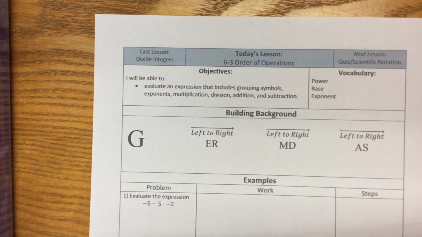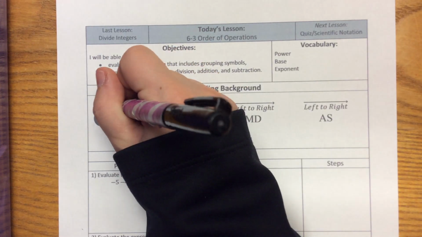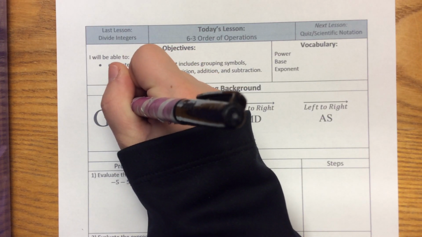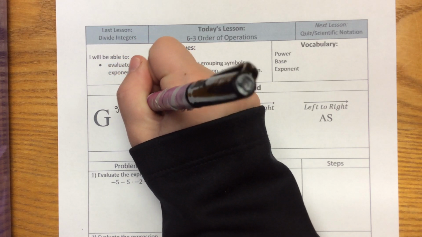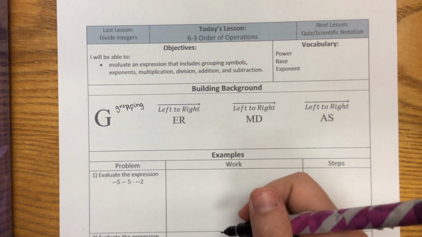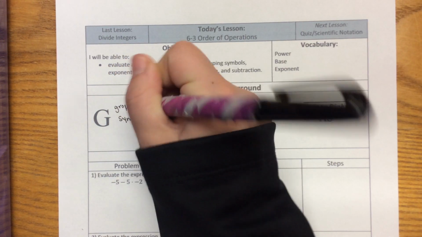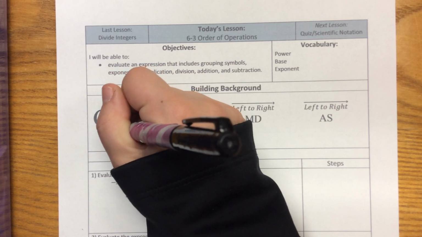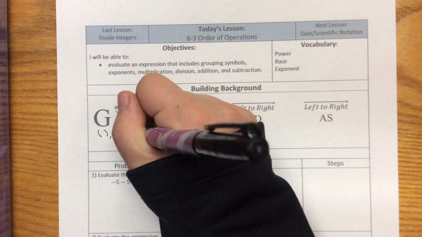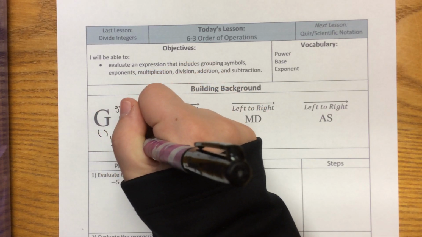Okay, so here we go with our building background, which is just to remember GERMDAS. So G stands for grouping symbols. Whoa, I spelled grouping wrong. Sorry. Okay, grouping symbols, which means we could have parentheses, could be brackets, it could be absolute value, which we learned in chapter 4, and now we know it could also mean this really long dividing sign.